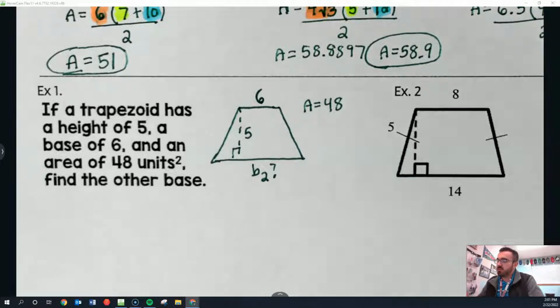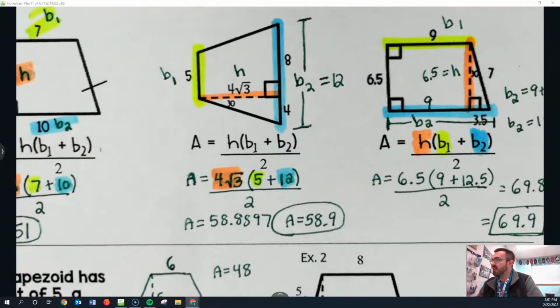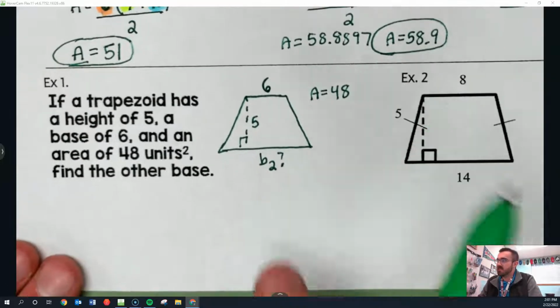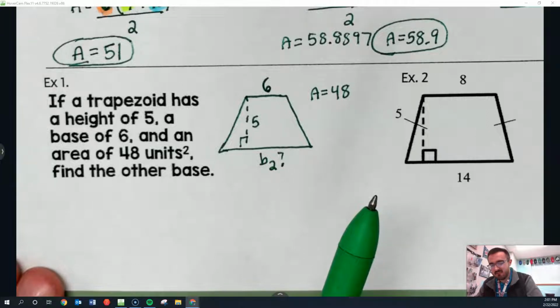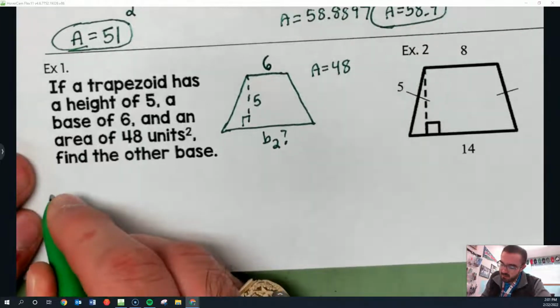In this situation, here's what's different. First of all, we had to draw the picture. Second of all, it has given us the area. If you take a look at these other things, we actually had to find the area ourselves. On this one, it has given us the area, and we actually have to find one of the bases. This is a little bit different. Let's talk about what this is going to look like. We're still going to use the same formula. So let me walk you through step by step.